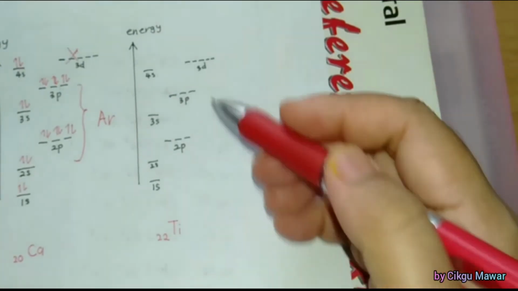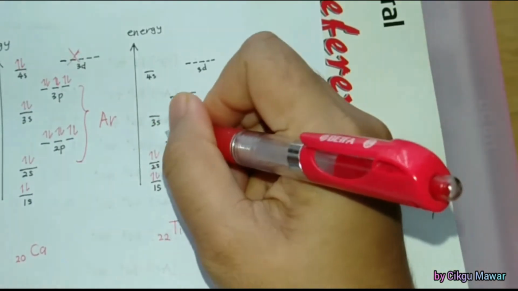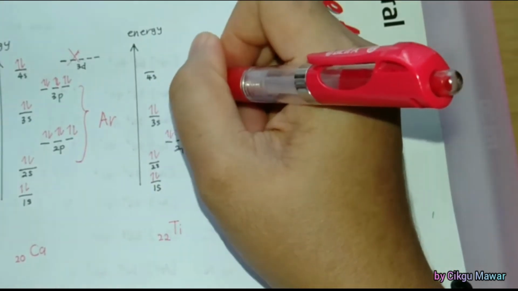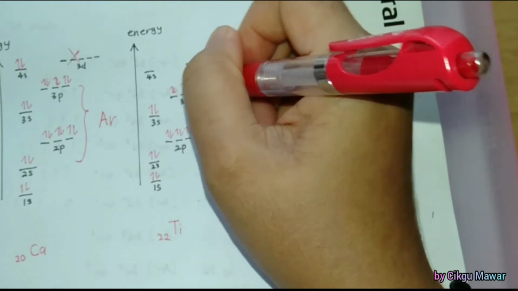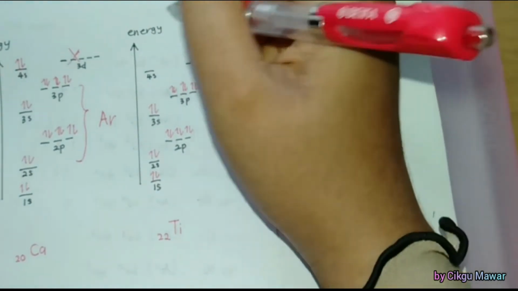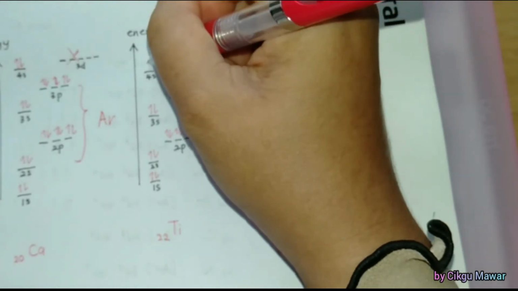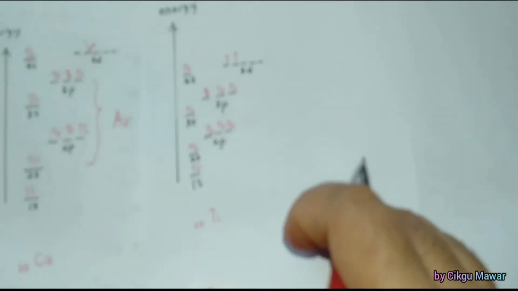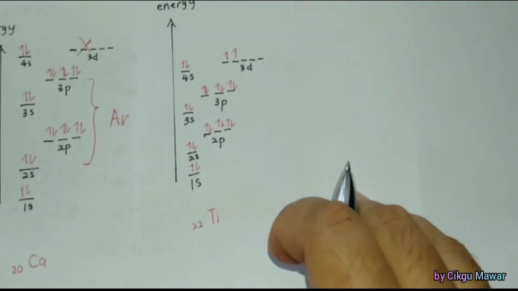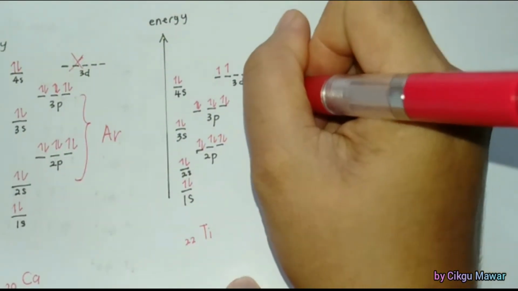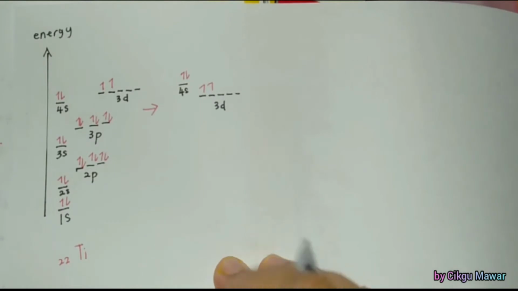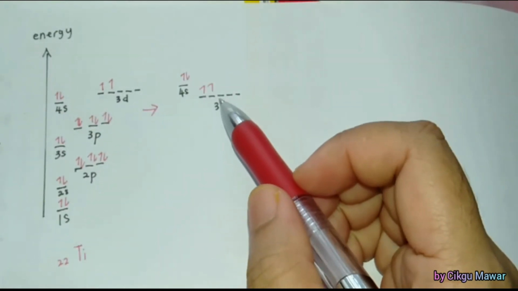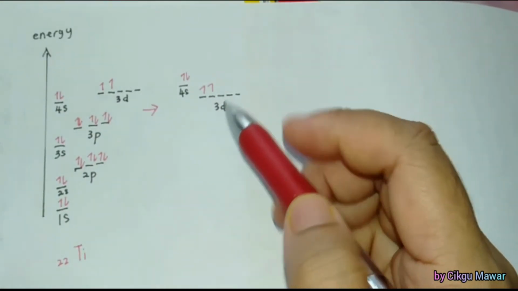For titanium, let's fill up 1 to 18, then 19, 20, 21, and 22. What happens is, when the 3d orbital is filled up by electron, automatically it will become lower energy than 4s.